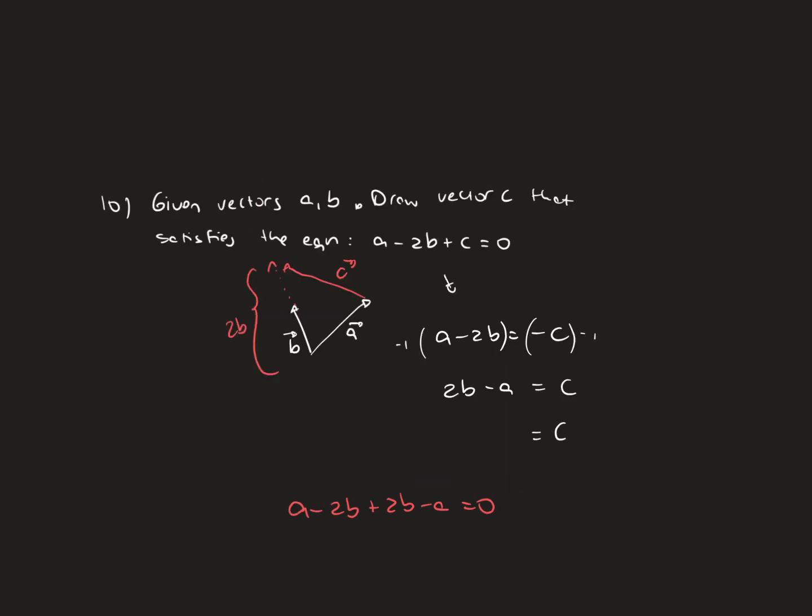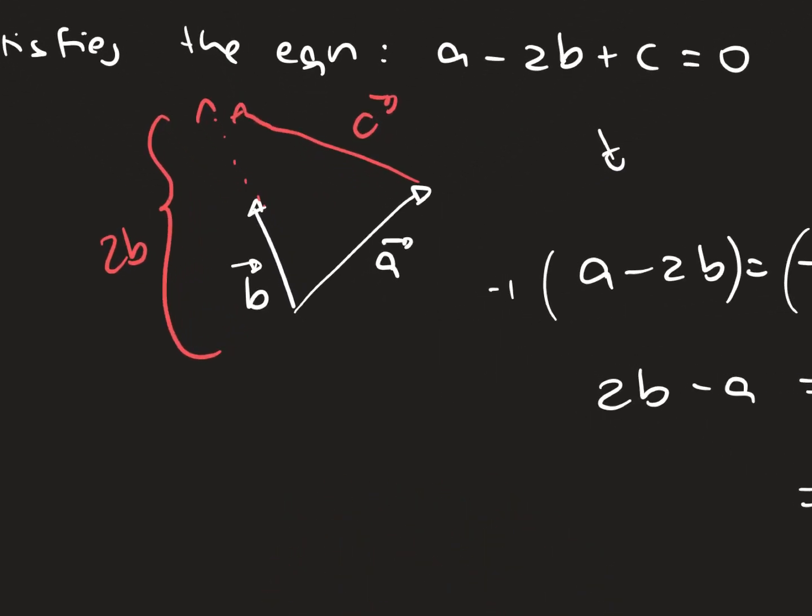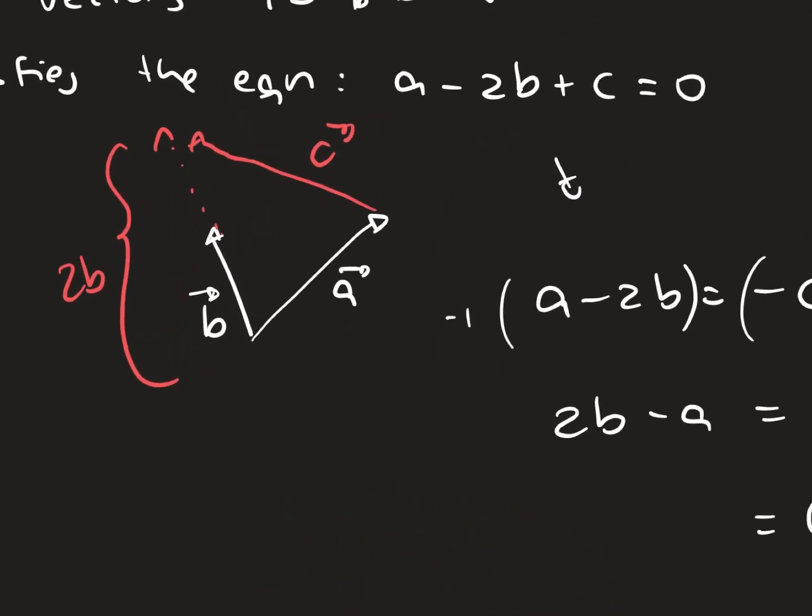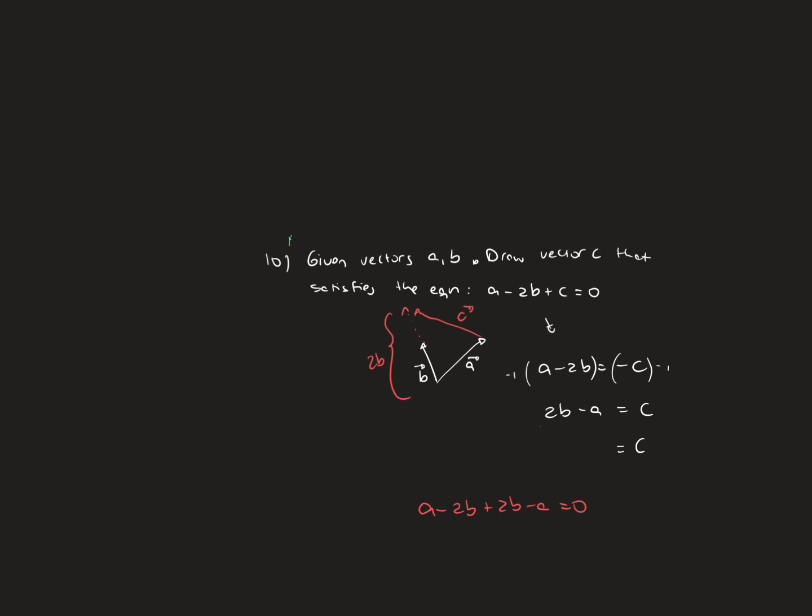So in this question it says, given vectors a and b, draw vector c that satisfies the equation a minus 2b plus c equals 0. So initially we have what's written on the whiteboard. We have the vector a this way and vector b going this way. This is the head and this is the tail for b. And this is the head and the tail for a.